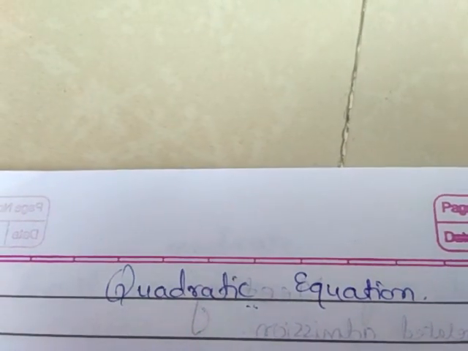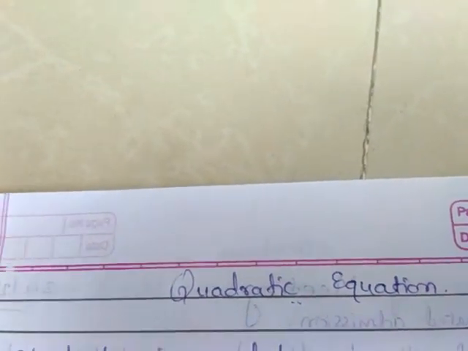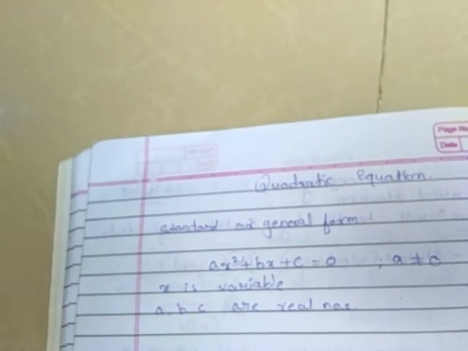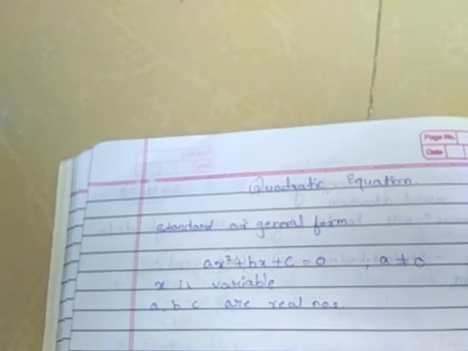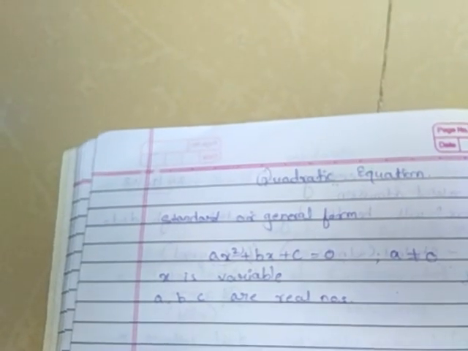Today we are going to learn about quadratic equation. In the previous video we had learned about the standard form and the general form of the quadratic equation, which is ax square plus bx plus c is equal to 0. a should not be equal to 0. x is a variable, and a, b, c are any real numbers.